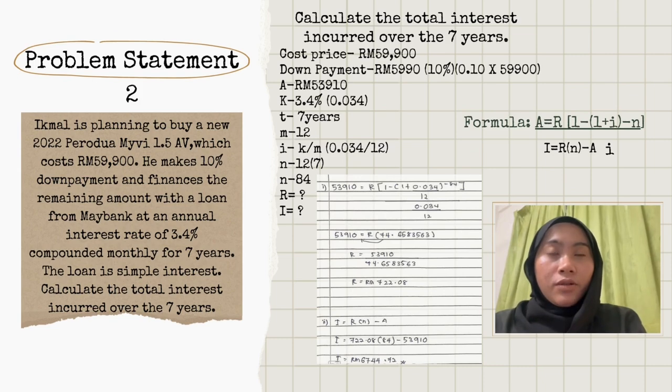Given its cost price equals 59,900. Down payment equals 5,990. A equals 53,910 ringgit. K equals 3.4%. T equals 7 years. M equals 12. I equals K over M. N equals 12 multiplied by 7. N equals 84. First, we find the R and then I.